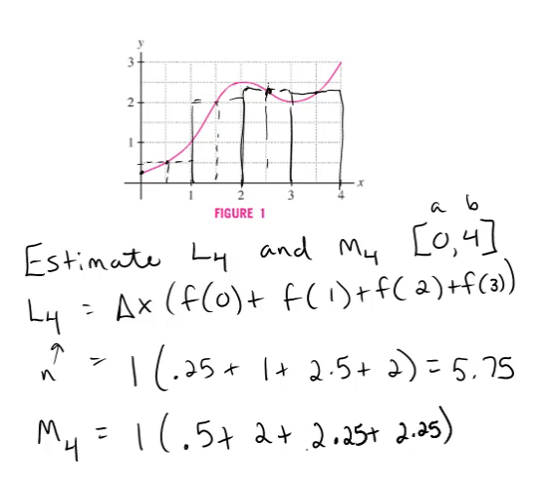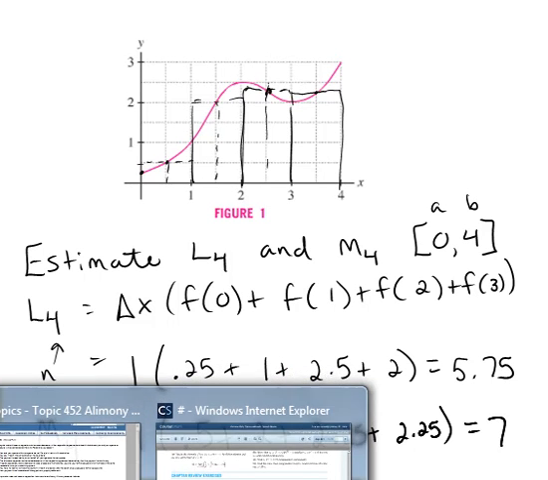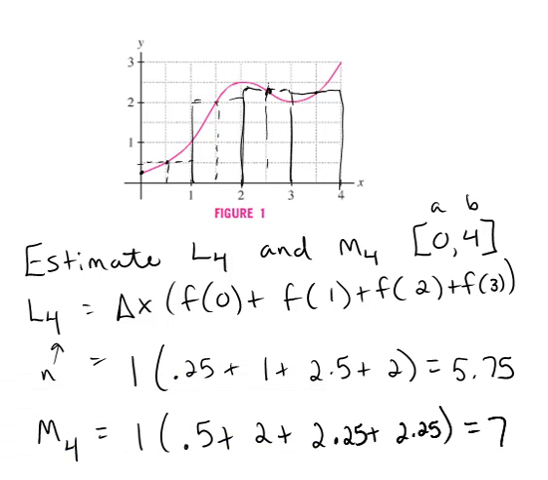So I would say the y value there is also 2.25. So let's add these up. Let's see, 2, 4, 6, and it looks like it's going to be 7 times 1, which is still 7. Okay, so just getting the function values at either the left-hand endpoint of the subinterval or the midpoint of the subinterval.